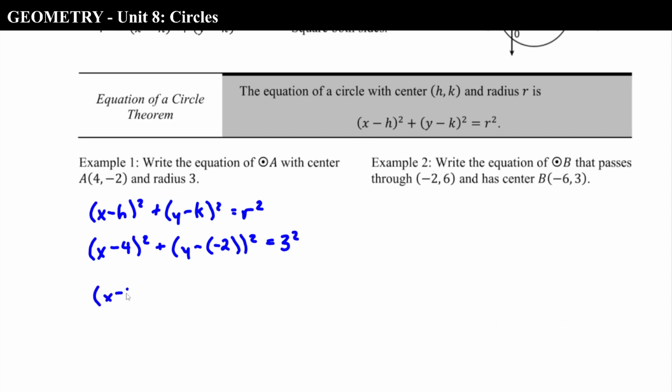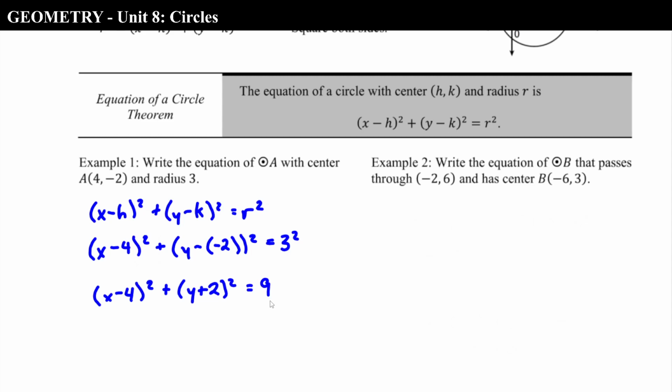Nothing to do with this first part. That's just going to be (x minus 4) squared. The next part we're going to do minus and minus, which gives us a plus: (y plus 2) squared. And then 3 squared gives us 9. So that is the equation of our circle.